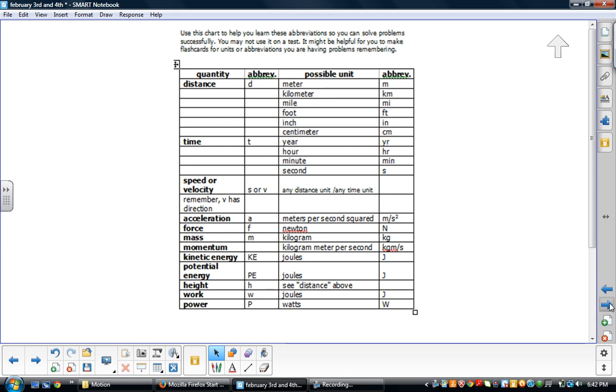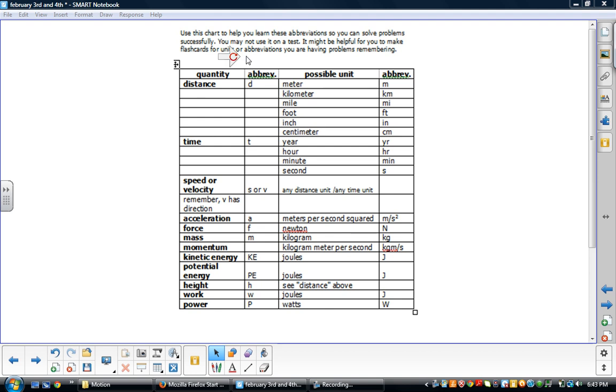Alright, now that the paper has been passed out, let me tell you a little bit what it is. This is a chart of units. These are units that you need to have memorized. So over here, in this first column, we have the quantity. That's the thing that's being measured, like distance, time, speed, or velocity. We will talk later about what the difference between speed and velocity is, by the way. Acceleration, force, etc. Here's the abbreviation.